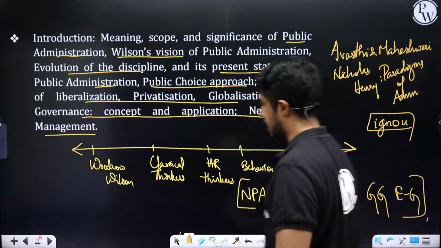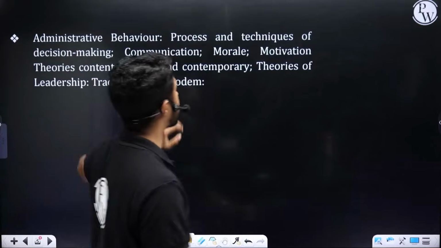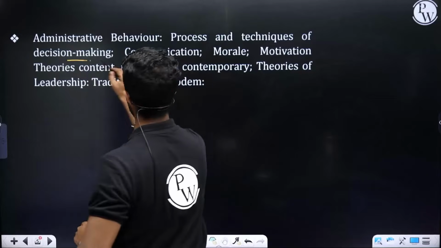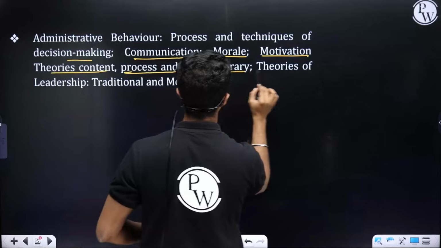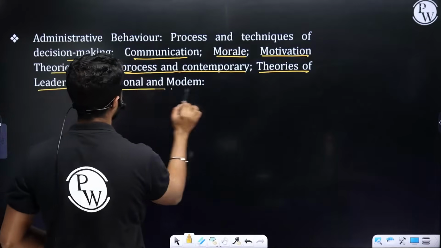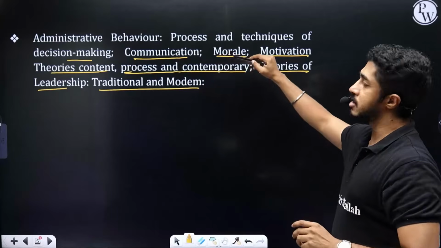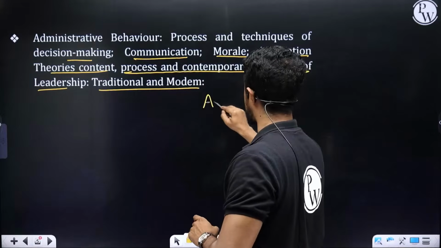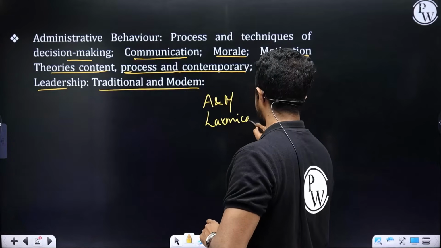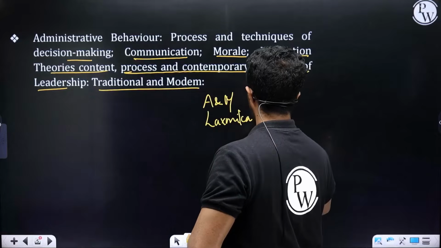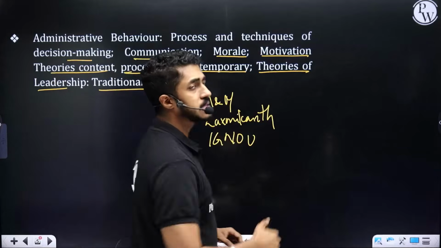Moving on to the next chapters. The third chapter: administrative behavior, process and techniques of decision making, communication, morale, motivation theories, content, process and contemporary, theories of leadership, traditional and modern. Again, Avasthi and Maheshwari is a very good book for communication, morale, etc. You can even refer to Lakshmikant. A third choice would be IGNOU notes again. These are the three options.